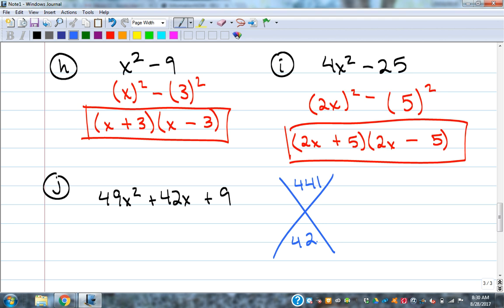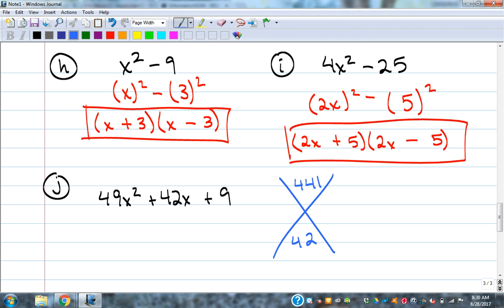You've got to look for some clues to help you. What do we know about the numbers 49 and 9? What's special about those two numbers? He put this right after differences of squares for a reason. What do we know about 49? It's 7 squared, right? And what's 9? 3 squared, okay? So 441 is the product of two square numbers, so it's a square number.